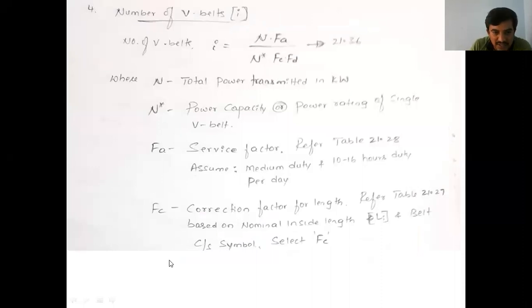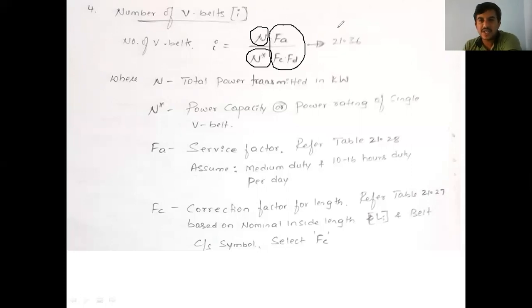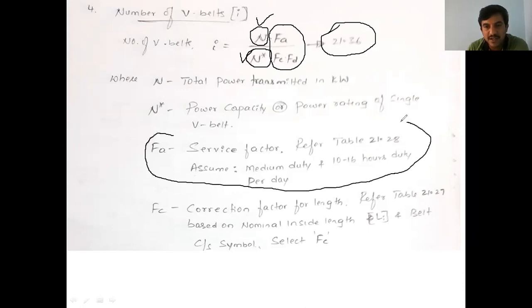Now, N is nothing but the total power transmitted. N star is nothing but the power transmitted per unit belt, or power rating. FA, FC, FD are the correction factors. The equation number here is 21.36. Now, N we already know from the given problem. N star we already determined from the previous step, step number 3. What is FA? We already know it is used in the design power formula.